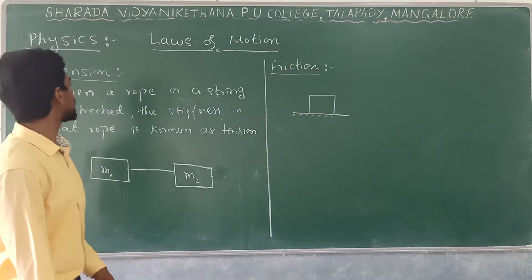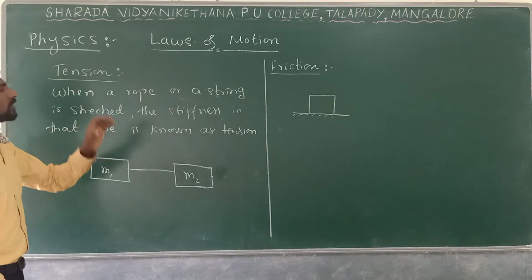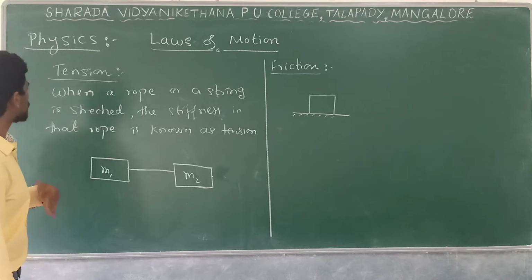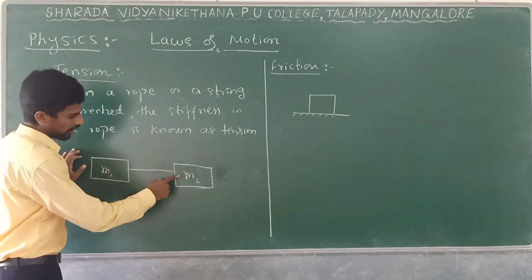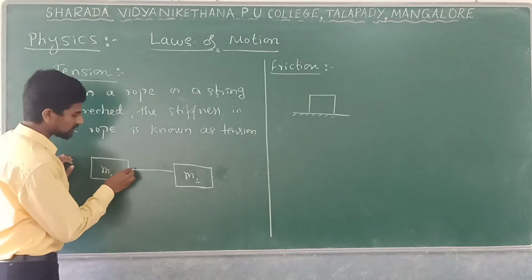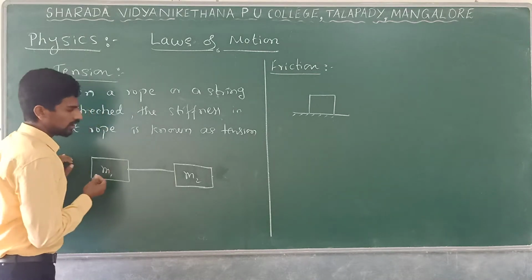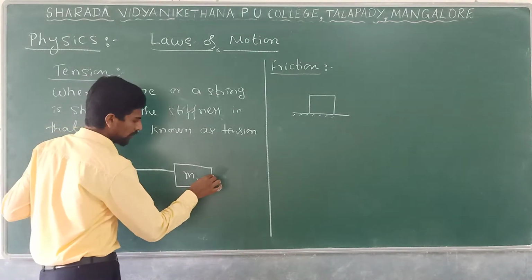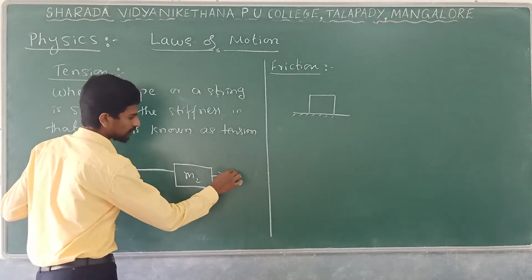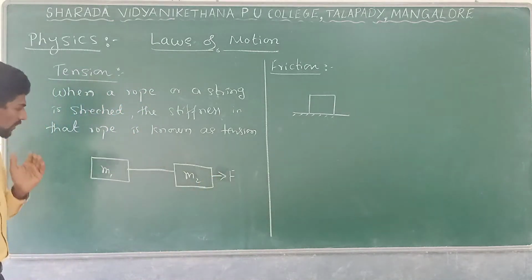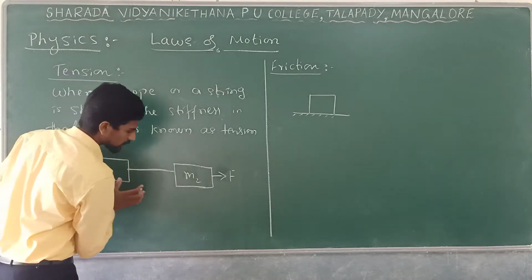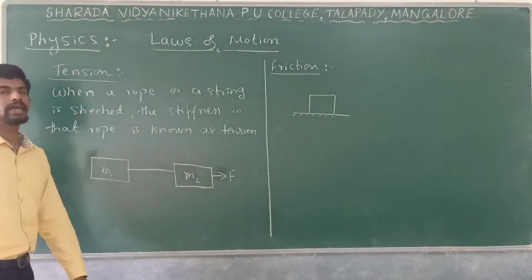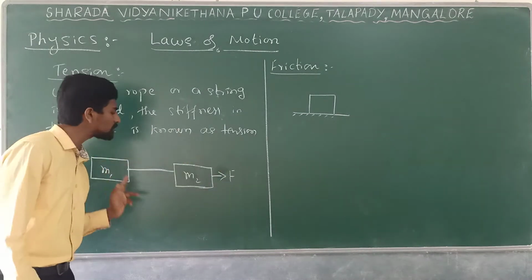So next we can study one force, that is tension. So what is tension? Consider here two masses M1 and M2. They are tied by one string. Here for this M2 I am applying one force F, so that this total system of M1 and M2 is moving in this direction. In the direction of force, this system is moving.